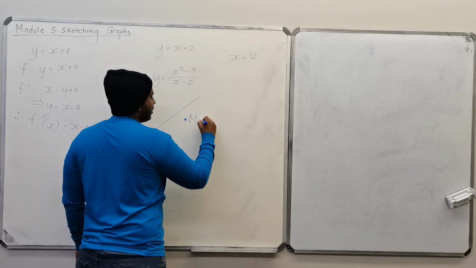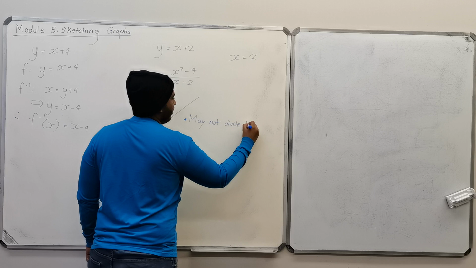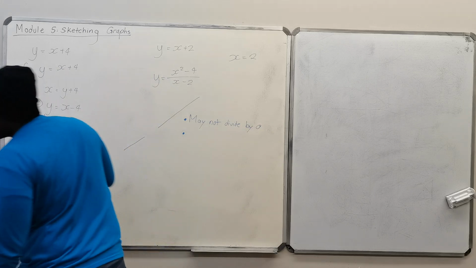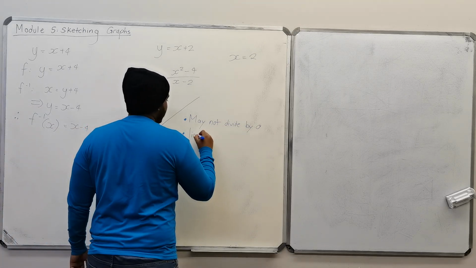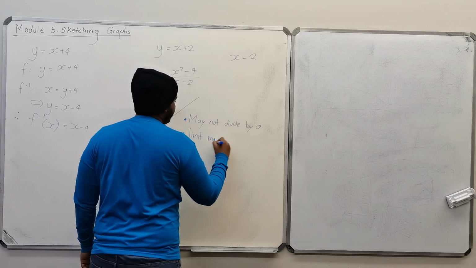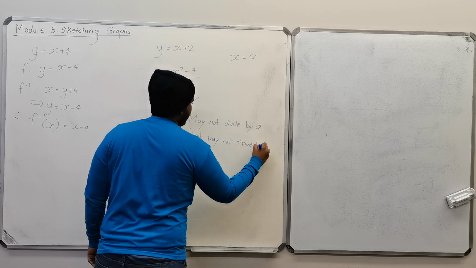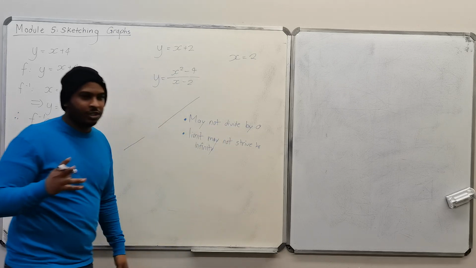you may not divide by 0, and the other point is the limit may not strive to infinity. Okay, that's the 2 conditions.